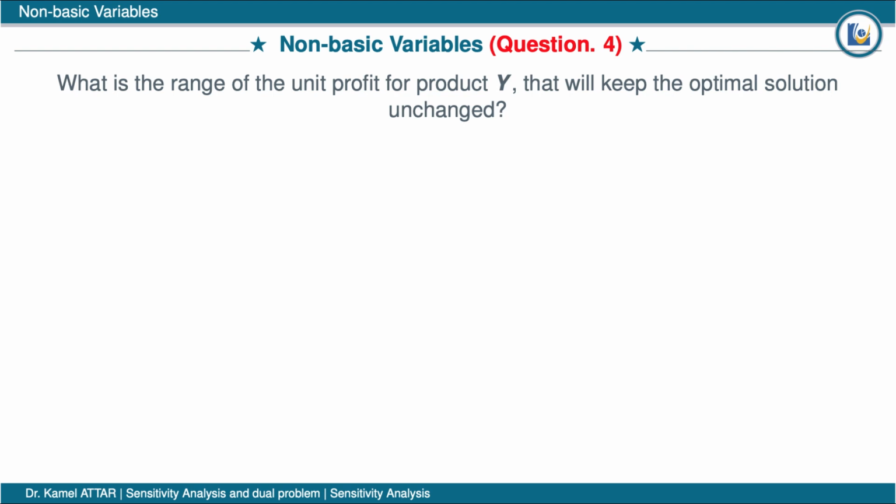Now, we are going to talk about what happens if we make a change in the coefficient of the objective function. So, let's begin with the non-basic variable. The question is, what is the range of the unit profit for product Y that will keep the optimal solution unchanged?